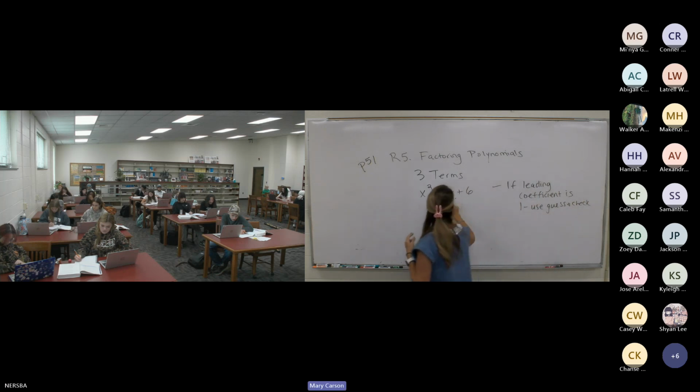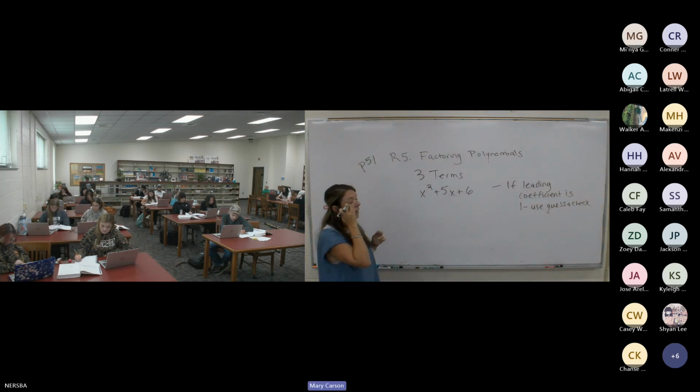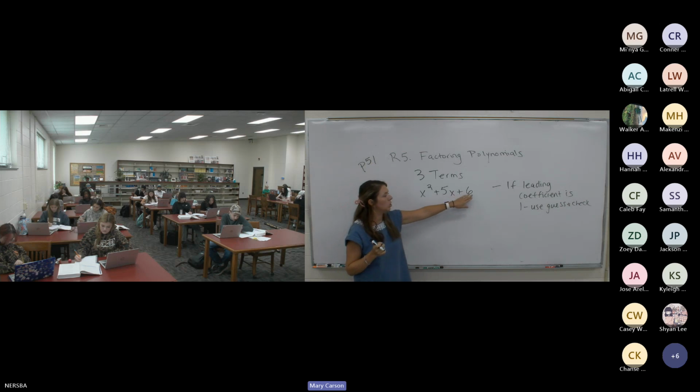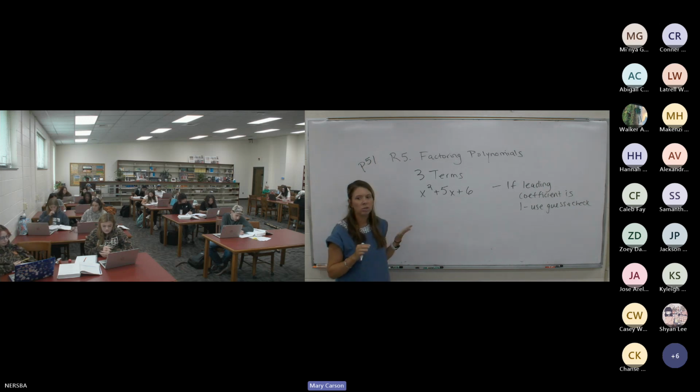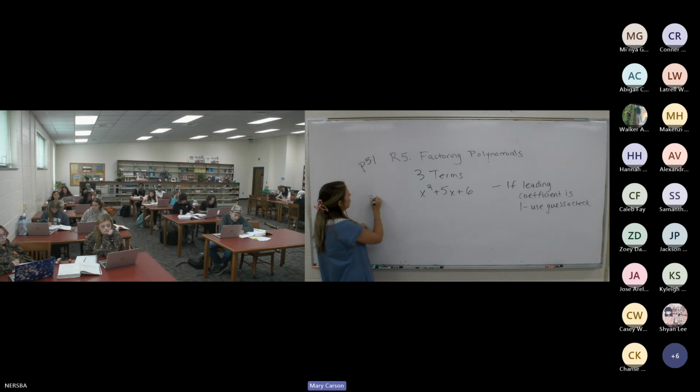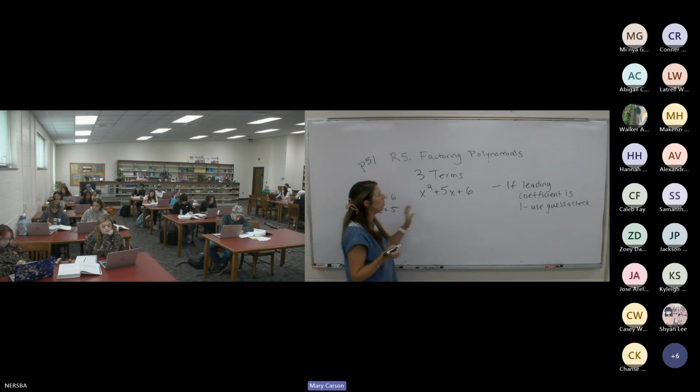So again, these are three terms. When I say guess and check, you always take the last term and you want to factor the last term so that it adds to give you the middle term. Okay, so think about 6. What are two factors that multiply to give you 6, but add to give you 5? 3 and 2. And you have to look at the signs. So think about it. 3 times 2 is going to give you 6, and then 3 plus 2 is going to equal 5. So you want it to multiply to give you the last term, add to give you the middle term.